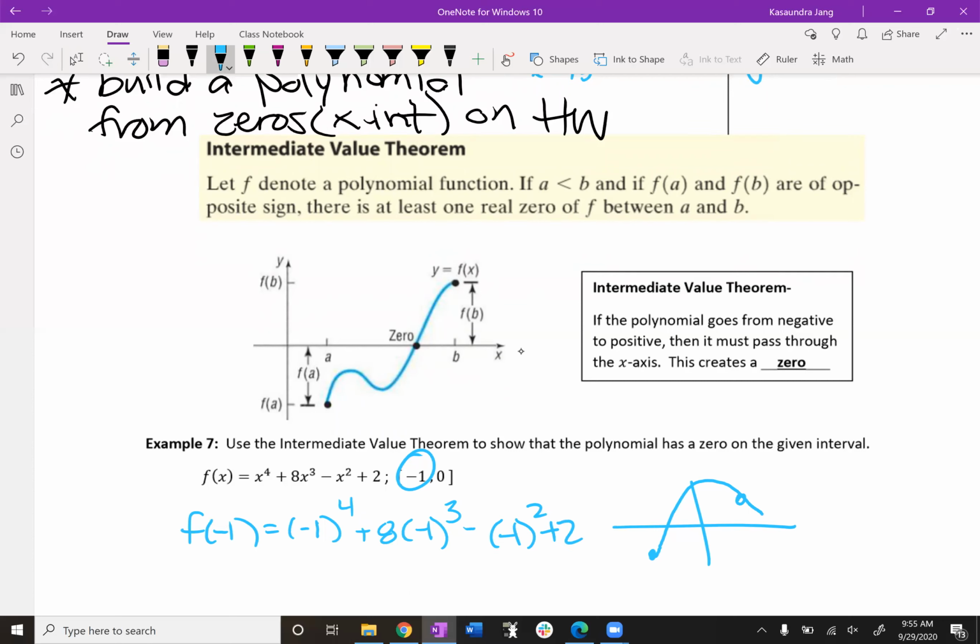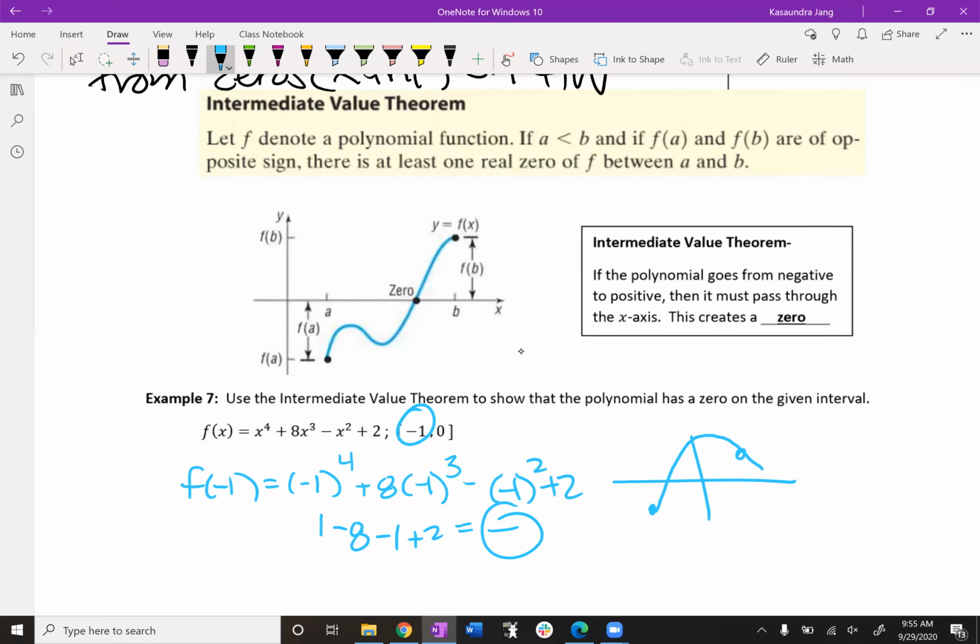Which this ends up being, I think, let's see, 1 minus 8 minus 1 plus 2. So it ends up being a negative, whatever. I don't even care what it is. I just care that it's negative. And then f of 0, if I put a 0 in for all of these, 0, 0, 0, plus 2, this gives me a 2. It went from a negative to a positive, so it had to have a 0. It had to have an x-intercept between the -1 and the 0. So it says show that it has a 0. It didn't say you had to find the 0. It said show that it does have a 0 between there.